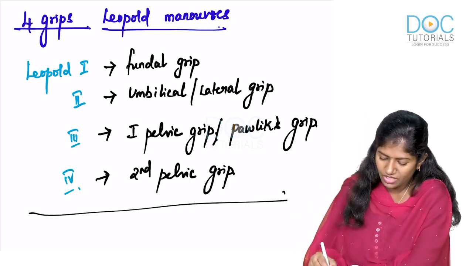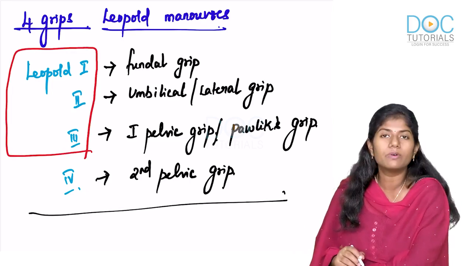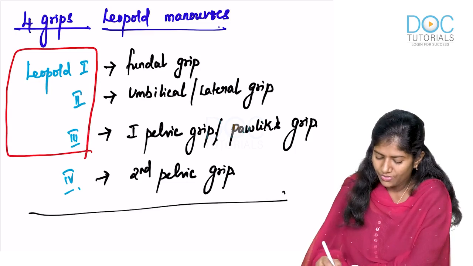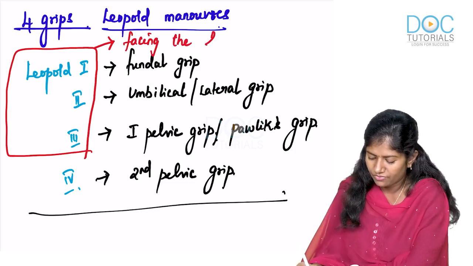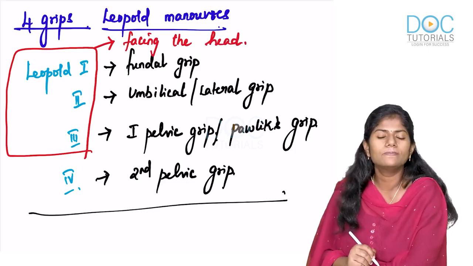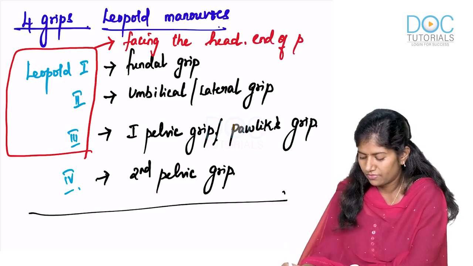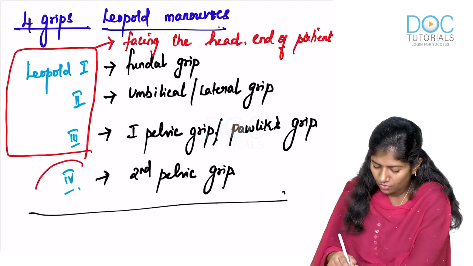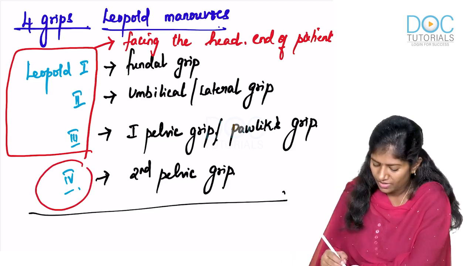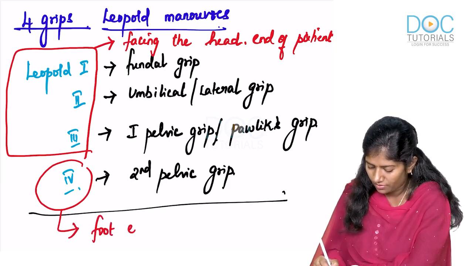Out of these, remember, Leopold 1, 2 and 3 are performed with the examiner or the obstetrician facing the head end of the patient. Leopold 4 is the only maneuver which is done with the obstetrician facing the foot end of the patient.